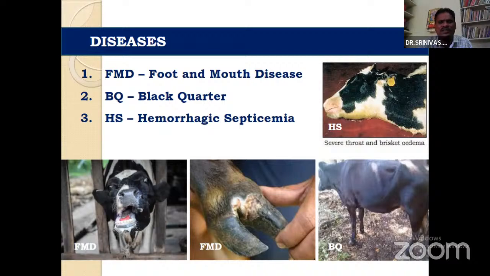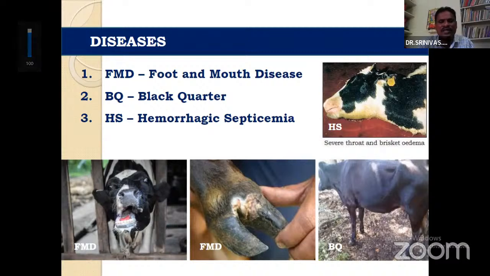The main disease is foot and mouth disease. As the name suggests, it is almost endemic in India. We have a very good vaccination program for this disease. You can see the slides here. In the mouth, you can see the reddish sloughing of the tongue and internal mucosa. The cows, especially the crossbred cows, are affected more. These crossbred cows are very sensitive to these diseases.